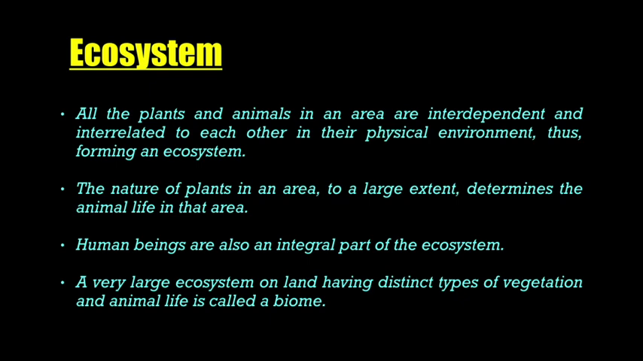The last factor is ecosystem. All the plants and animals in an area are interdependent and interrelated to each other in their physical environment, thus forming an ecosystem. The nature of plants in an area to a large extent determines the animal life in that area. Of course, most of the animals are dependent upon the trees for their food need. Hence, the kind of animal life is dependent upon the nature of plants. Human beings are also an integral part of the ecosystem. A very large ecosystem on land having distinct types of vegetation and animal life is called a biome. Means biome is similar to ecosystem, but the only difference is the size and the area.